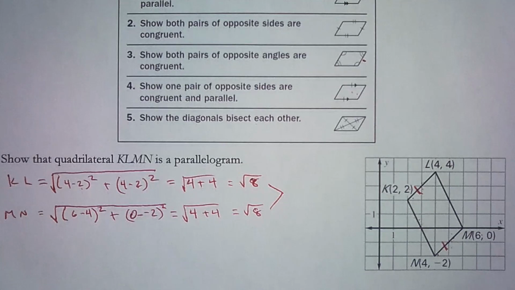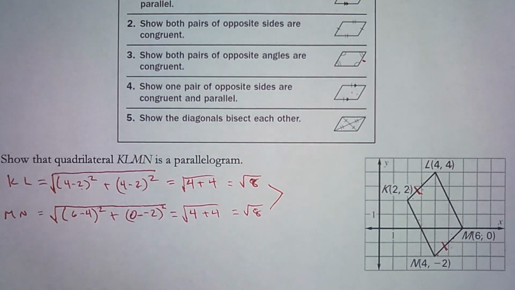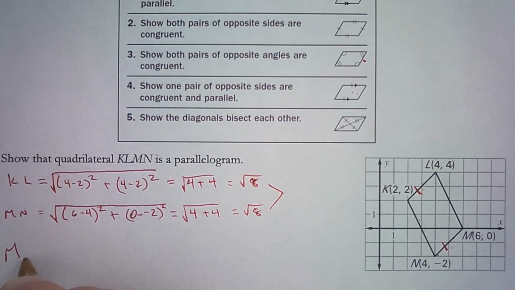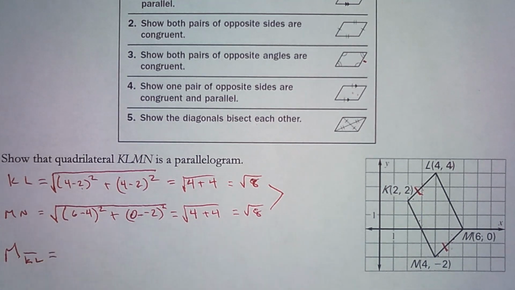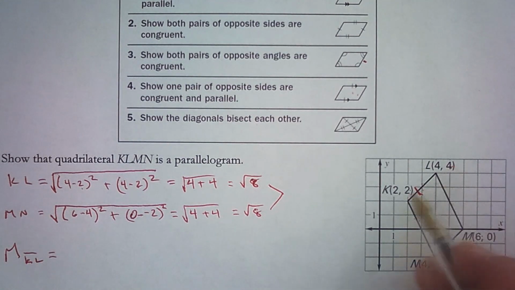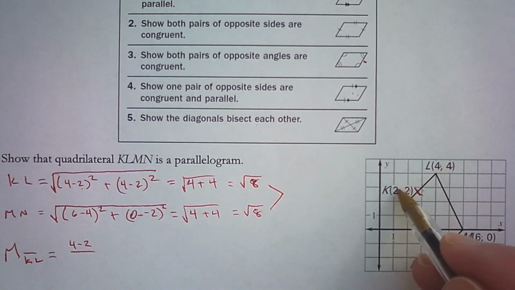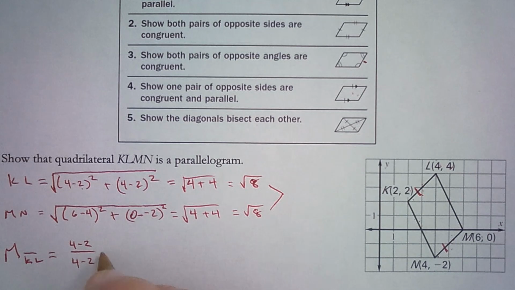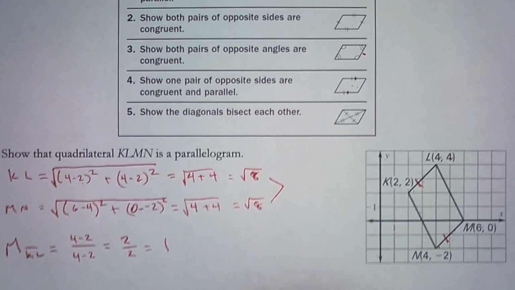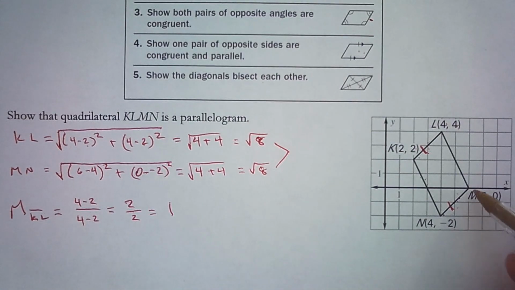Okay, now let's use the slope formula. Slope is change in y over the change in x. So the slope, m, of segment KL, change in y, so y minus y, 4 minus 2, over the change in x, which is also 4 minus 2. And that is 2 over 2, which is 1. So the slope of segment KL is 1.